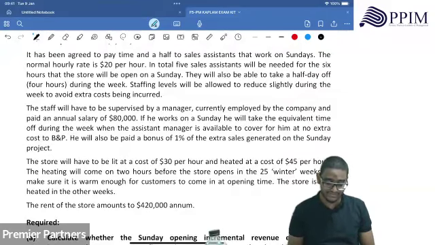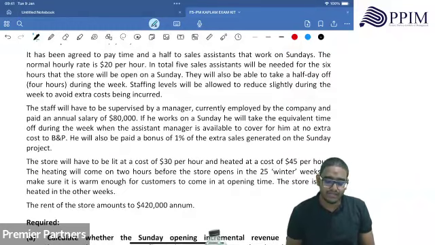The staff will have to be supervised by a manager currently employed by the company and paid an annual salary of 80. If he works on Sunday, he'll take the equivalent time off during the week when the assistant manager is available to cover for him at no extra cost. He'll also be paid a bonus of 1% of the extra sales generated on the Sunday project.